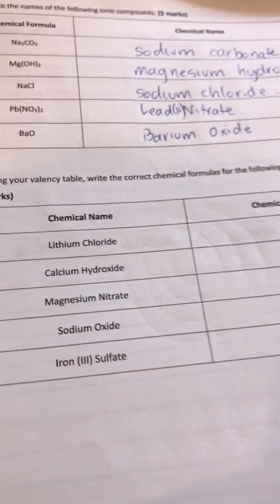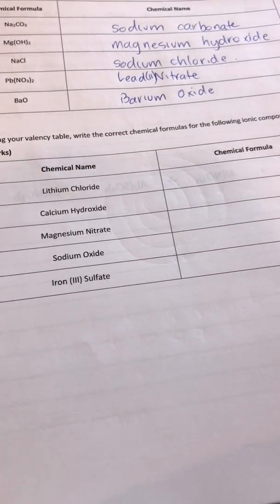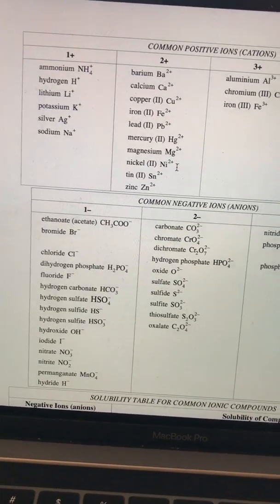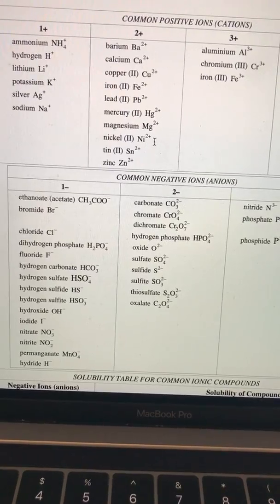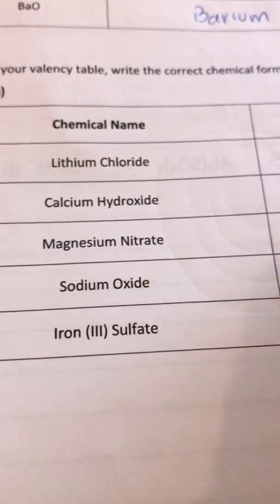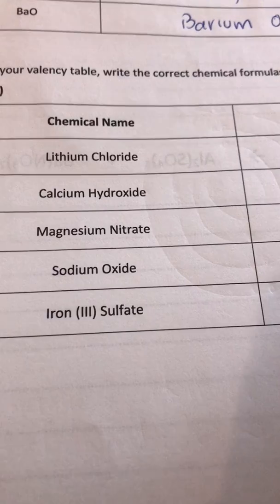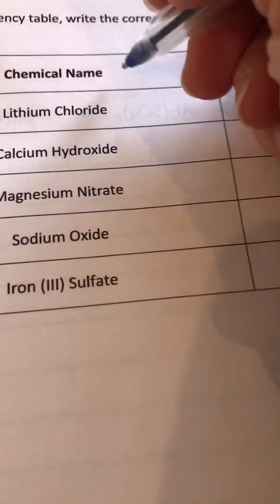All right, when we get down to here, this is something we're going to need to review. This is where we're writing formulas. We have to use our valency table to find our ions. I'm not going to go back and forth, but I'm going to show you what they are on the worksheet. I'll put the working here because we don't want any positives or negatives in our actual formula. We use them to work out our formula, but we don't include them in it.